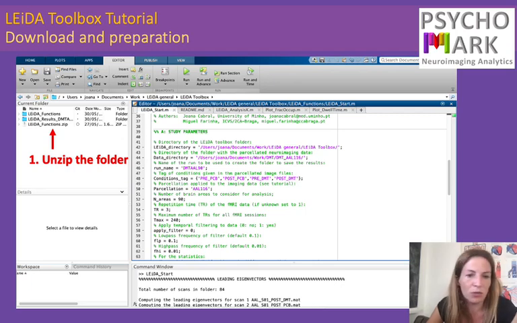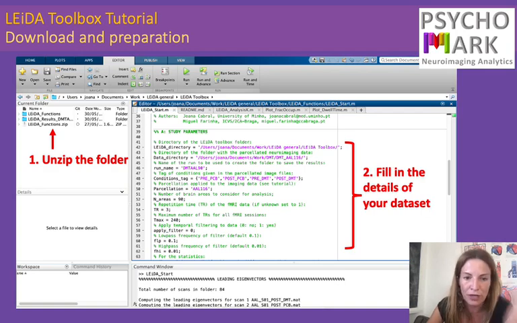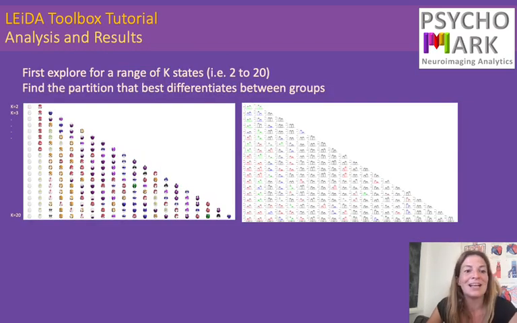Okay, so overall what you need: you just download the zip file, unzip the folder, and fill in the details of your data set, like the TR, the folder where the data is, the name tags that were given for the different conditions, and the directory where you're saving, and then you press run. If everything goes well, it will explore a range of K, the networks that are obtained.